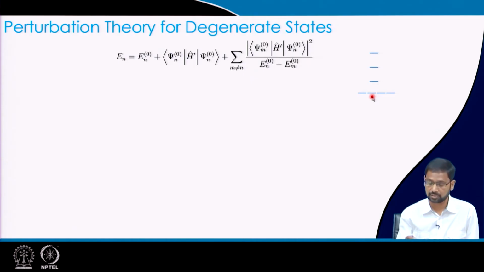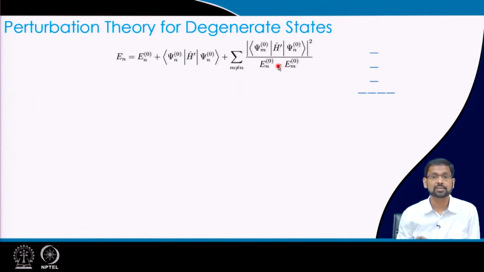In that case, suppose my state of interest is n. I know how to obtain the correction from the other states which do not have the same energy. But how would I get the correction from those states which are degenerate, having exactly the same energy? In that case, you would see En minus Em would become 0 and then the contribution would simply diverge. Now, in that case, the perturbation theory expression that I have obtained would not be of use.